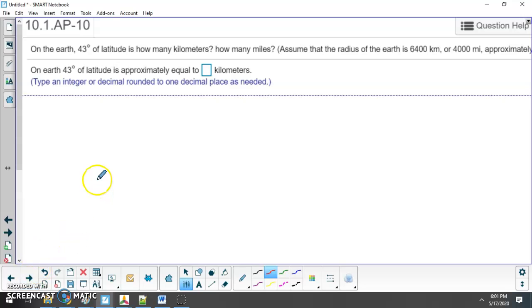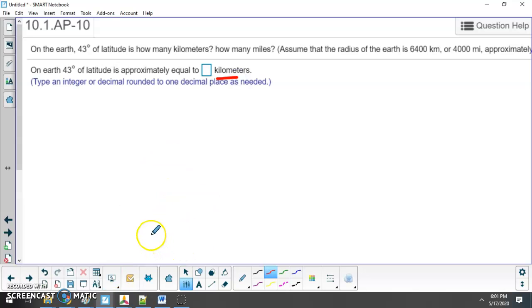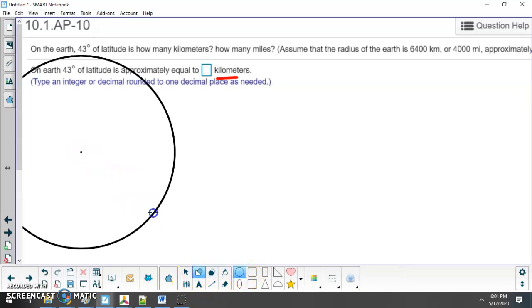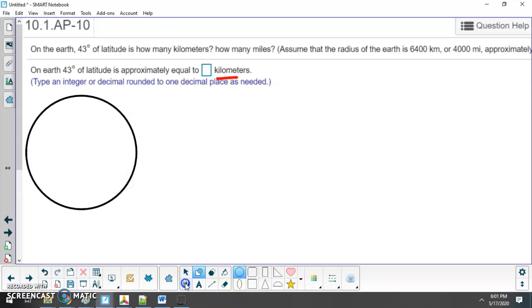All right, this final problem here, we're going to go over the kilometer version of it. The mile version of it is just basically the same thing. So imagine you have the Earth. Yes, you have the Earth here. It's sitting there. Oh, look, perfect, right there. There's the Earth. Okay. You have 43 degrees of latitude. So you have an angle here that's 43 degrees. And I'm sorry, that's not exactly 43 degrees there, but that's okay.